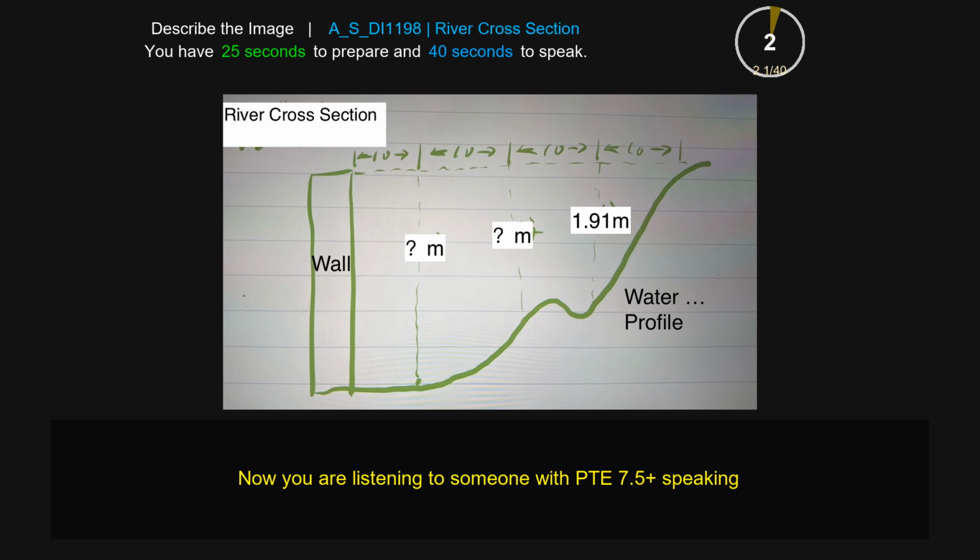The image before me is a river cross section. It is evident that there is the wall and the water profile. You can clearly see that on the water profile there is an approximation of 1.91 meters, while there is a gap of 10 meters each. It clearly demonstrates how the river cross sections works in the walls. Thank you.